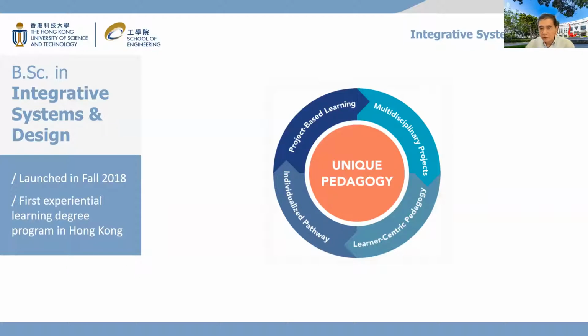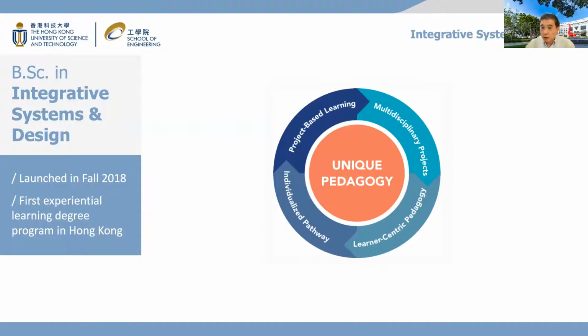The other part is what we call individualized pathway. When we form a team to work on a project, the team is a multidisciplinary team. That means we need people working on different areas with different knowledge, with different skill sets. Each student will play a role in the project. They will have their own interest and also their own expertise on the projects. So depending on the role and also the interest of the student, we tailor-make an individualized study pathway for every student.